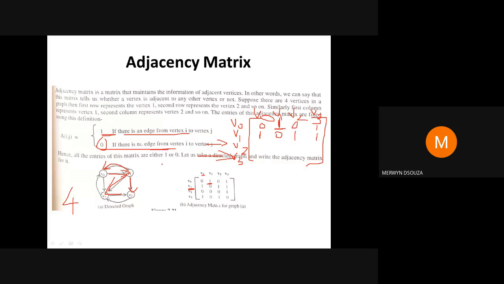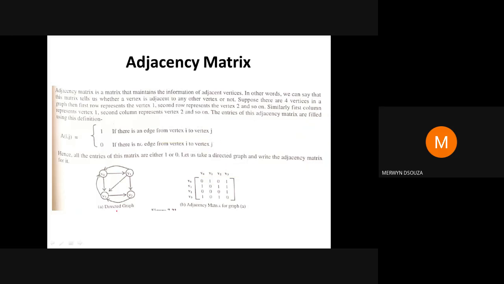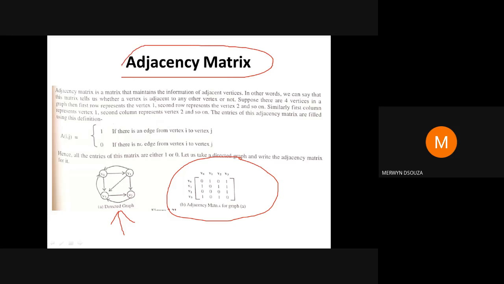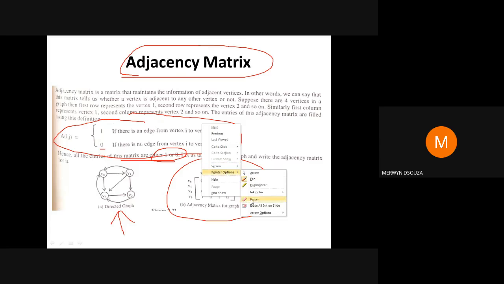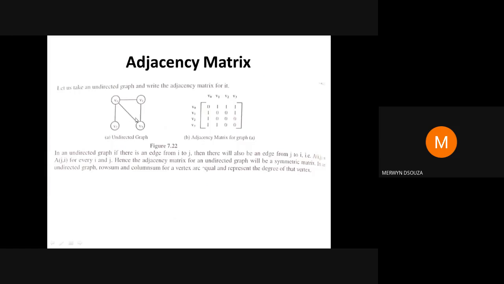As you can see, we have looked at the adjacency matrix. This representation is known as the adjacency matrix representation of a graph. Since this is a directed graph, this is the adjacency matrix representation for a directed graph. All the entries can be only 1 or 0. If there is an edge between the two vertices, you put a 1. If there is no edge between the two vertices, you put a 0. The same rule applies for an undirected graph also. It does not change. In the next slide, you can see the undirected graph.